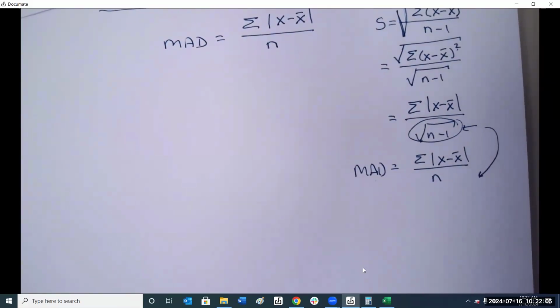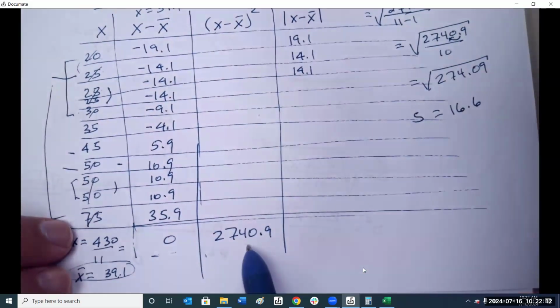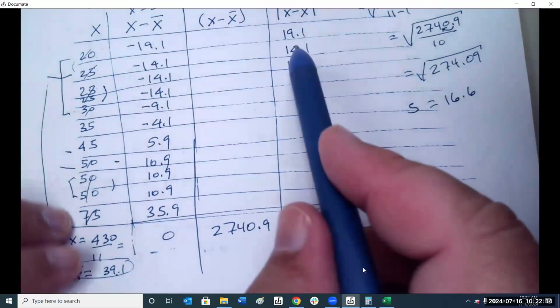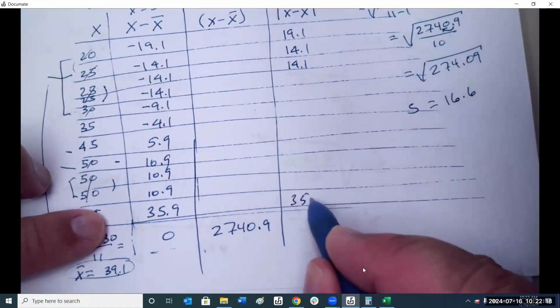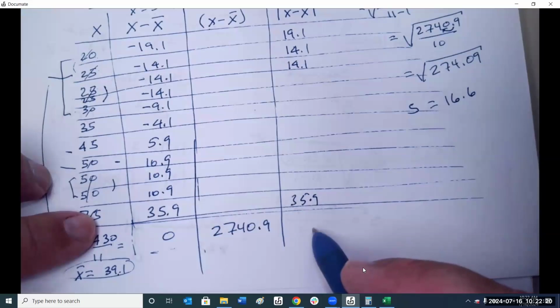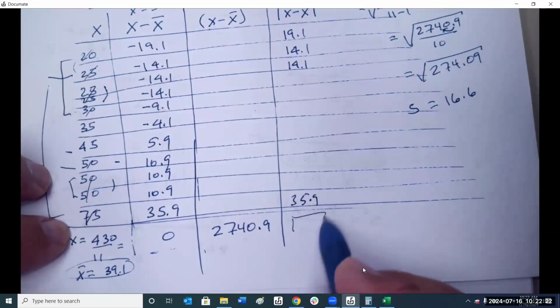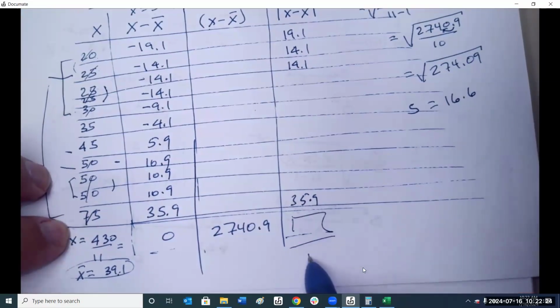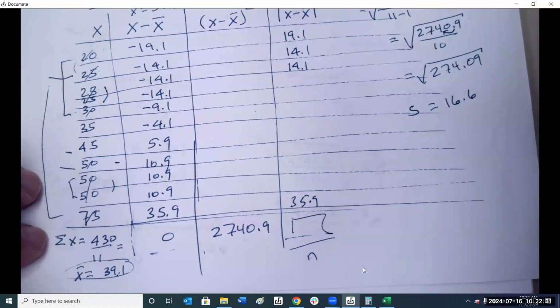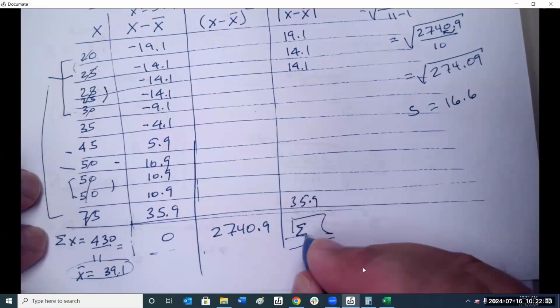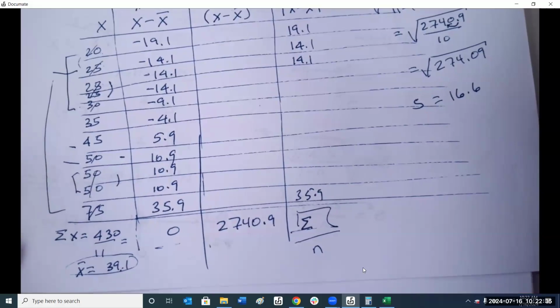So any questions about that? So you do the same thing as we just did last time. But now all we have to do is take all these numbers, all the positive numbers, add them all up, whatever this number is, divided by n, and that's our MAD. So we would add up all of those and divide by n, and that's our MAD.